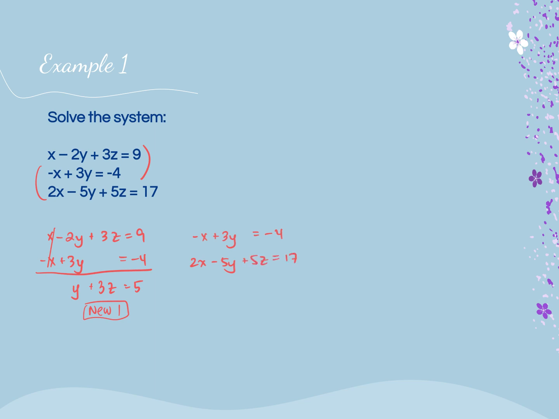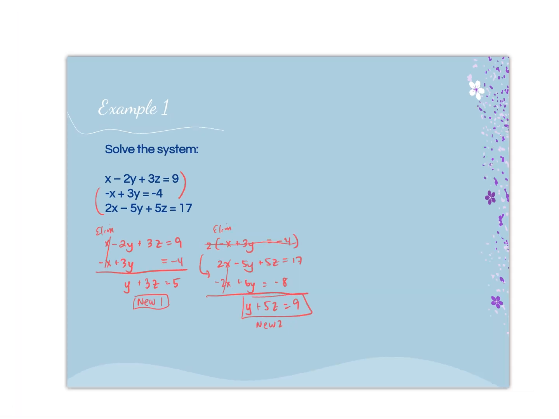And again, since I eliminated x here, I'm going to have to eliminate the x's in this one. And so I'm going to multiply the top one by 2. And I'll rewrite it down here. And so I'm going to get minus 2x plus 6y equals negative 8. And then now I can cancel that one, right? When I do my math, I'm going to get y plus 5z equals 9. So this is what's known as my new 2 equation.